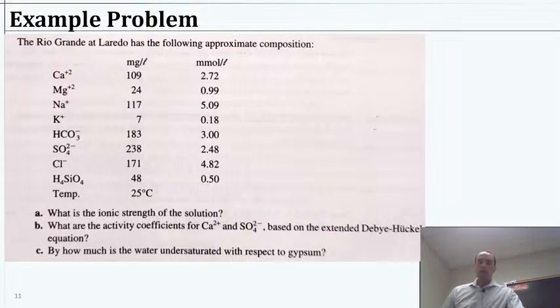Okay, so we've only got 5 minutes left, so I think I'll just read this problem out in case you wanted to work on it, and then I'll give it some thought. Maybe I'll put this as a homework problem or something like that. This problem gives us some data from the Rio Grande at Laredo. It has the following composition, giving us all these different ions and chemicals in milligrams per liter and millimoles per liter. Then it asks what's the ionic strength, what are the activity coefficients if we use the extended Debye-Huckel, and how much is the water undersaturated with respect to gypsum. So kind of connecting all these pieces that we've been talking about.